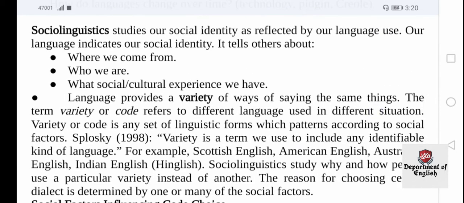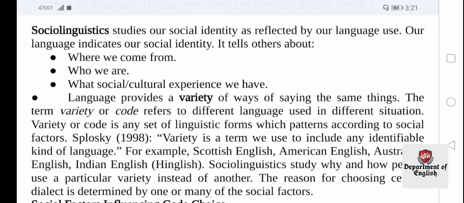Sociolinguistics studies our social identity as reflected by our language use. Our language indicates our social identity. It tells others about where we come from, who we are, and what social or cultural experience we have.